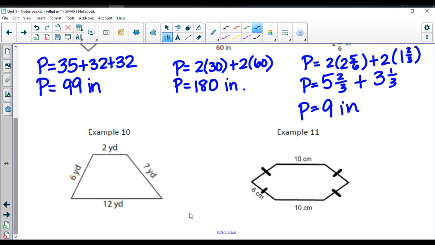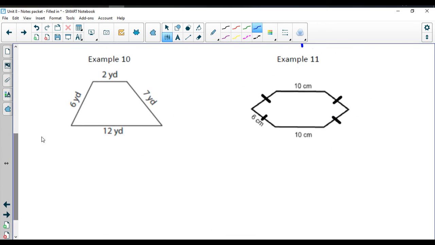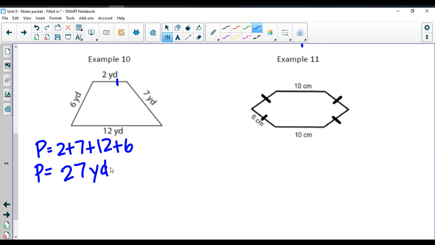For example, number 10, we have a trapezoid here. I'm going to add those 4 sides together. So we have 2 plus 7 plus 12 plus 6. Sometimes I'll mark the one where I started just so that I can keep track of everything. So adding those all together, I get 27 yards.